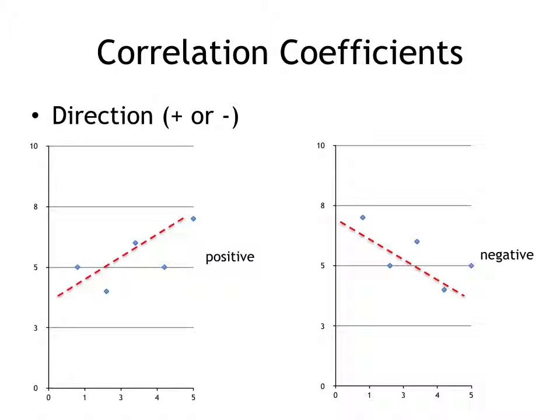Now here's what I mean by direction. On the left would be an example of, as height increases, the weight increases. So as I move from the left across the x-axis, as those numbers get larger, going up the height on the y-axis, they would also get higher. They would get larger. So that's what we call a positive correlation.